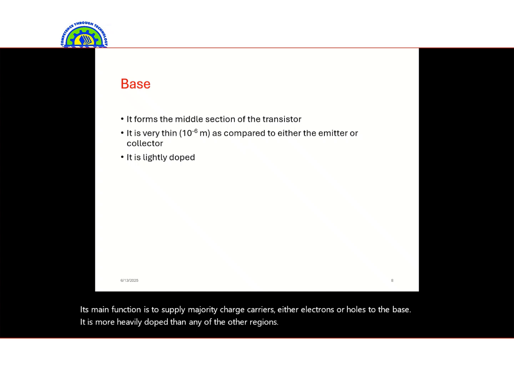Base. It forms the middle section of the transistor. It is very thin, that is 10 raised to -6 meters, as compared to either the emitter or collector. It is lightly doped.